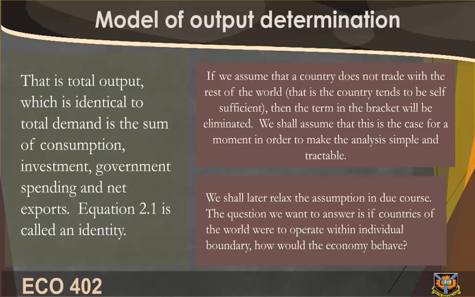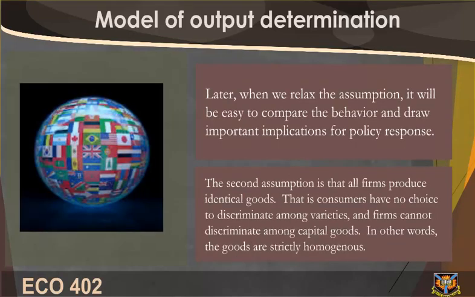If we assume that a country does not trade with the rest of the world, that is, the country tends to be self-sufficient, then the term in the bracket will be eliminated. We shall assume that this is the case for a moment in order to make the analysis simple and tractable. We shall later relax the assumption in due course. The question we want to answer is, if countries of the world were to operate within individual boundary, how would the economy behave? Later, when we relax the assumption, it will be easy to compare the behavior and draw important implications for policy response.